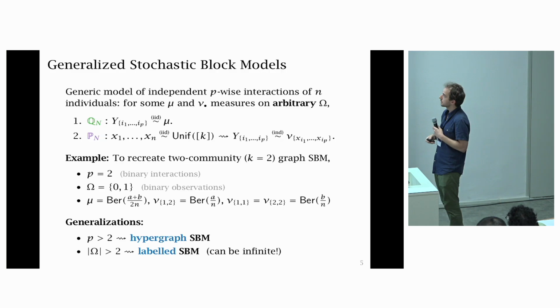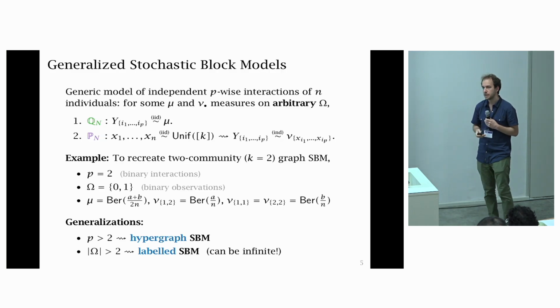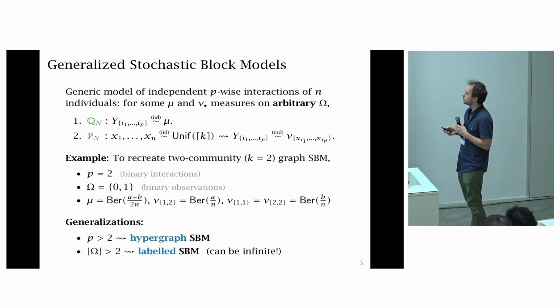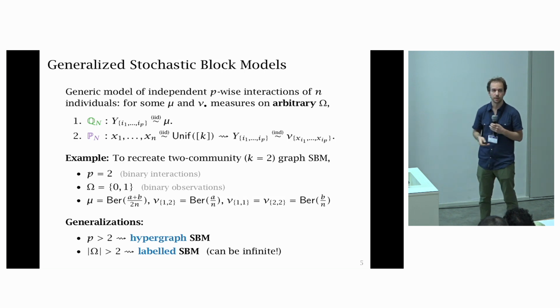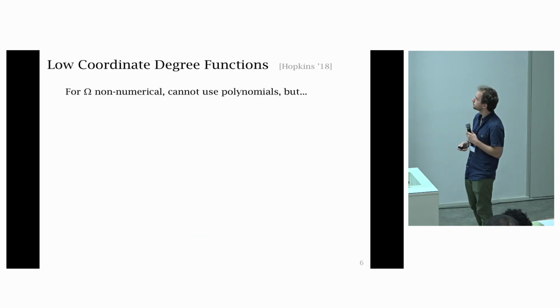But if you take p bigger than 2, then you'll get so-called hypergraph stochastic block models. And if you take this set bigger, and you can take it infinite or uncountable or whatever you want, then the edges of this graph can carry various information. So people sometimes call these labeled stochastic block models.